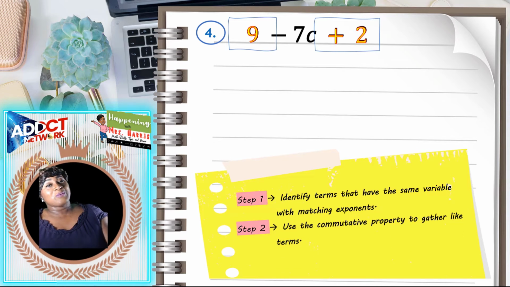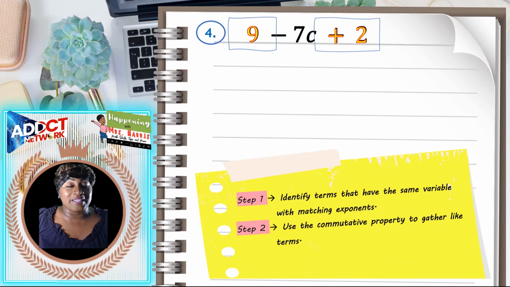Step 2, we're going to use the commutative property to gather the like terms. So both of the constants, 9 and plus 2, we will group them together. And the minus 7c, we'll just bring it down.